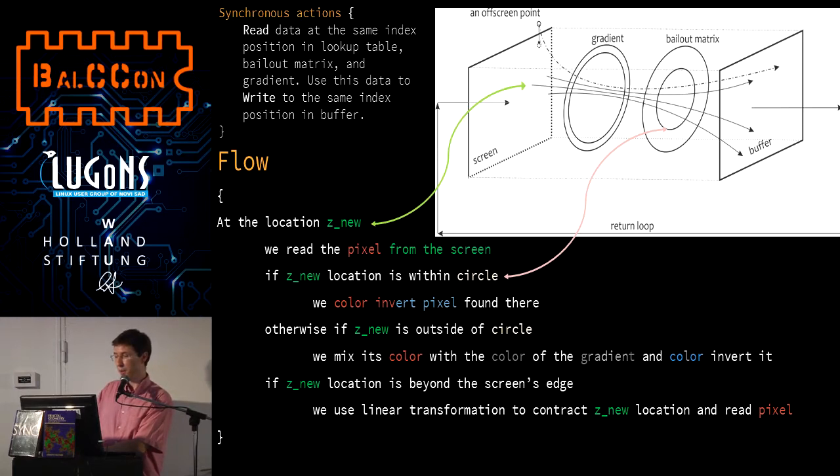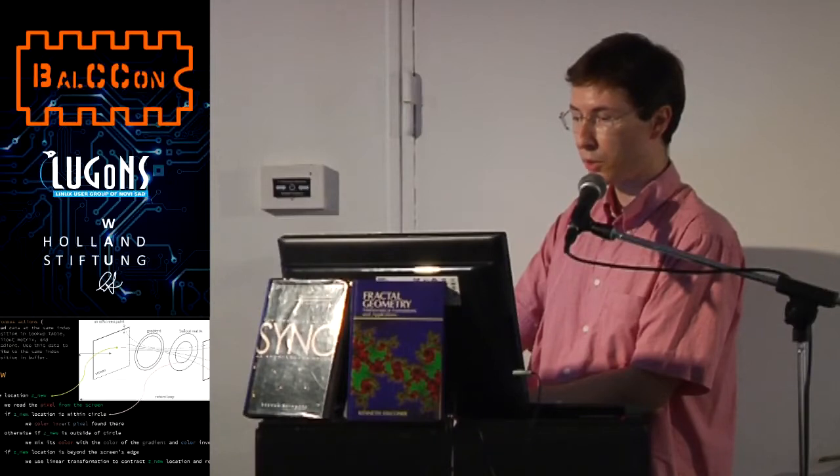If the Z new location is within the limit circle, we color invert the pixel found there, which means that we switch from red to blue, or perhaps from white to black, or from black to white. Otherwise, if Z new is outside of the limit circle, we mix its color with the color of the gradient, and it becomes mixed. We dress the image found at the screen in the image of the gradient and color invert it. If Z new location is beyond the screen's edge, we use linear transformation to contract Z new location and read pixel data nonetheless. So the linear transformation refers to this here.